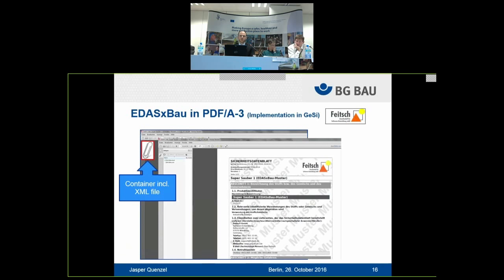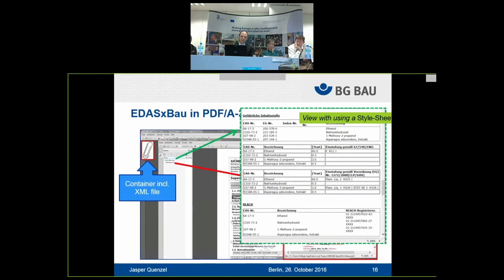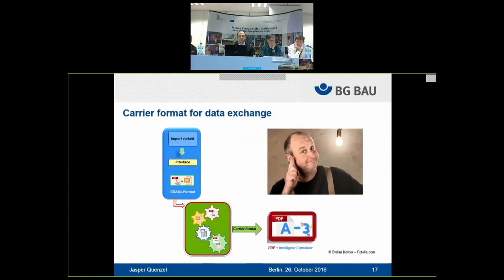In this case, there are 2 files. One is the XML data file, and the other one is the XML data file viewed through a style sheet, so it's a little bit more human readable, so everybody can see what kind of data is integrated in this PDF file. So we think this is a very elegant solution, because now the people who don't want to use the XML just do what they always did. They print the document and just do whatever they want with it. And the people who are a little bit smarter can use the data they can find in the PDF document.